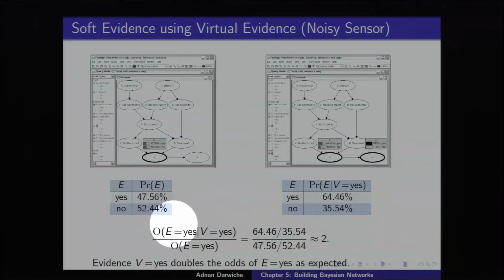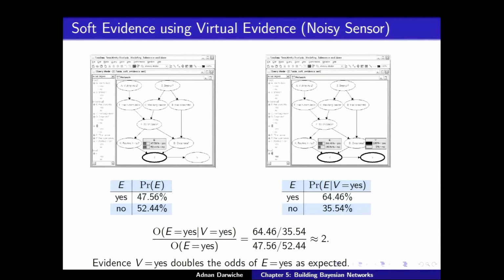If you compute the posterior odds on E and the prior odds, you plug the numbers, you actually get 2. So in fact, what was intended happened in this particular case. It's a very nice way of handling soft evidence and Bayes factors using these sensors. All right, so now we'll go to the next query.